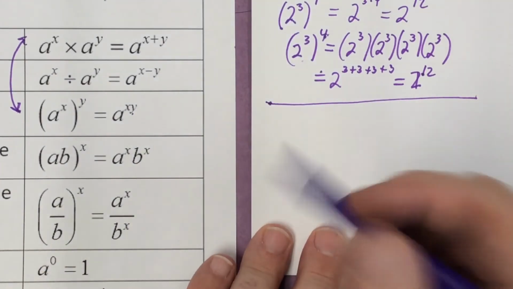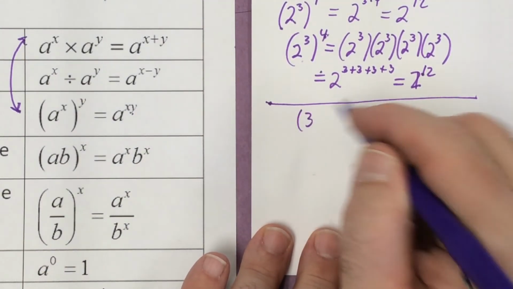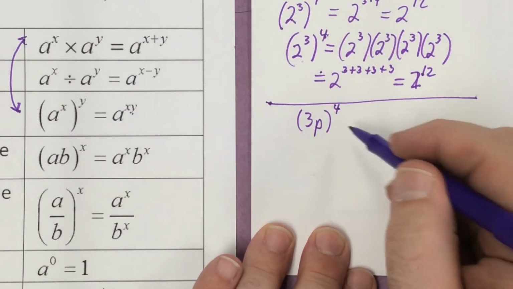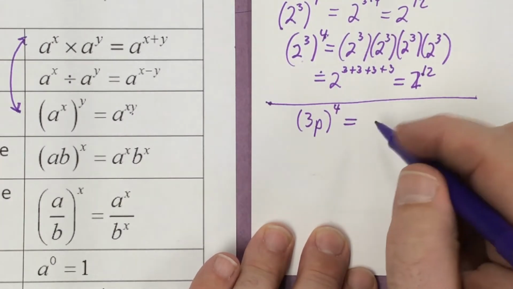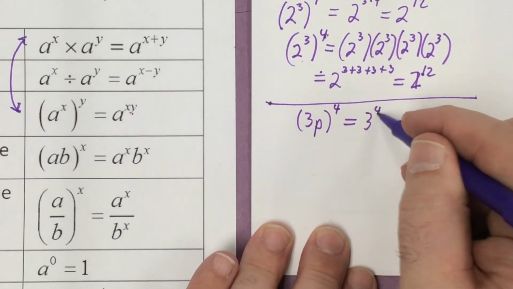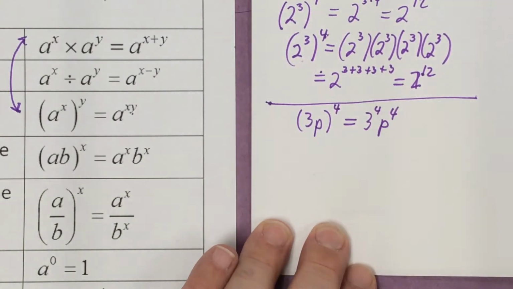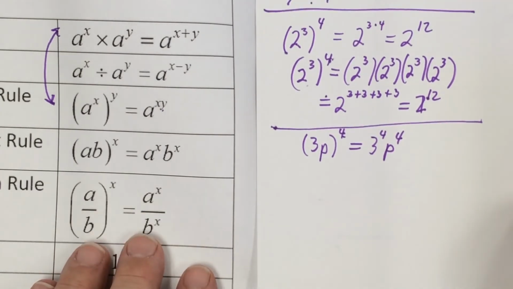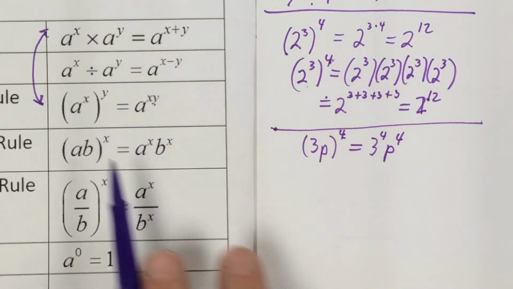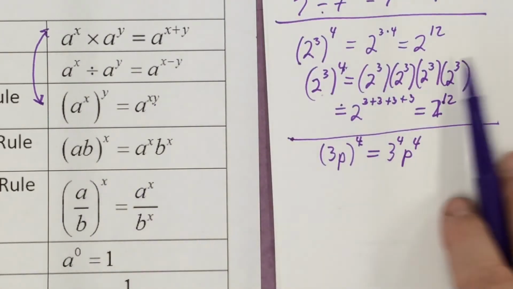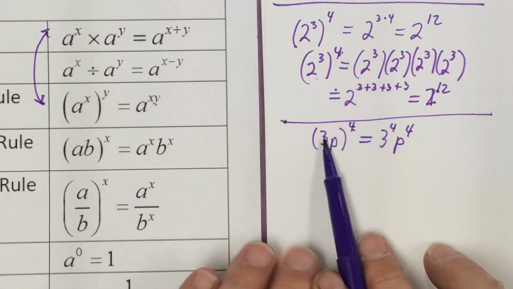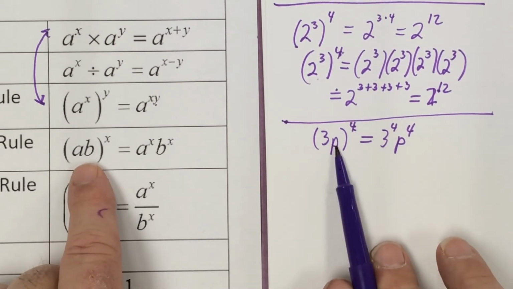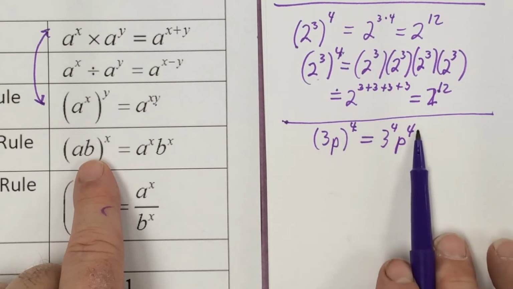Let's say we have the term 3p to the fourth. What this rule says is that this is going to be 3 to the fourth times p to the fourth, because I basically distribute that. I'm applying this rule and showing this explanation. I'm going to give the a term, like the 3, the exponent of 4, and then I'm going to give the b term, which is p, that exponent of 4.